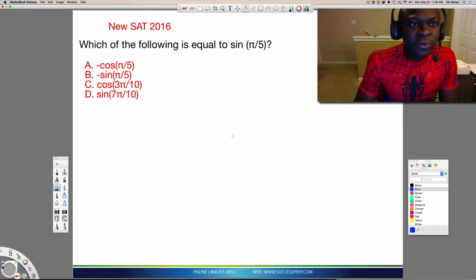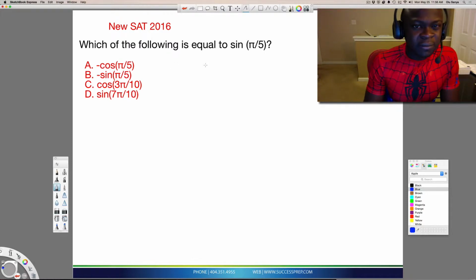Okay, for the new SAT coming up in 2016, there's going to be a little bit more focus on trig. They're going to bring in trig a little bit more, to really try to see if students understand that very important part of math that every student should have at least taken in high school. So this question focuses on that.